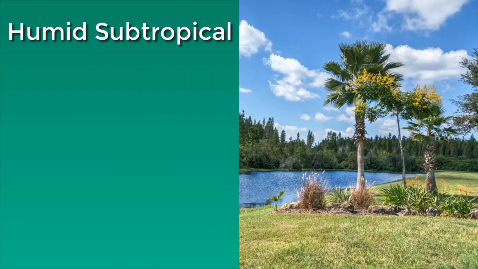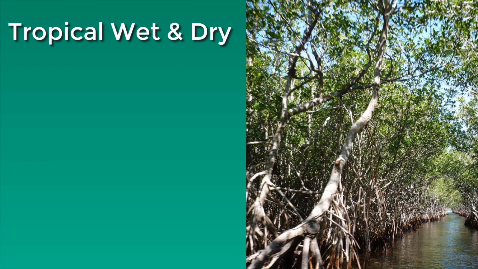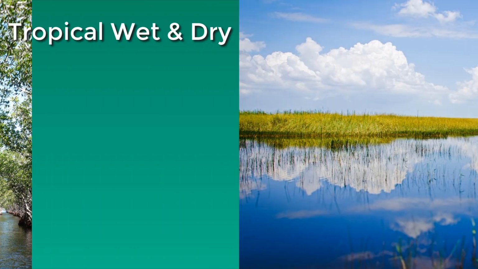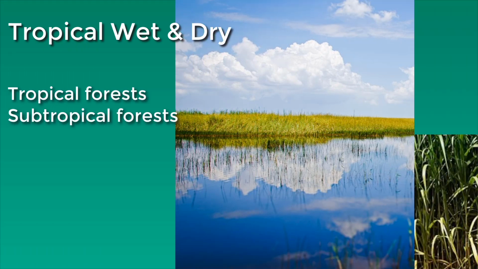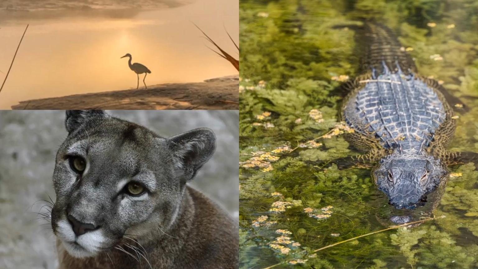The humid subtropical climate region, noted for relatively high temperatures and evenly distributed rainfall throughout the year, makes up the majority of the southeastern United States. The southern tip of Florida falls within the tropical wet and dry climate region, which is marked by distinct wet and dry seasons, with most of the rain coming during the high sun summer months. Its dominant ecosystems are tropical forest and subtropical forest that include huge swaths of wetlands, most notably the Everglades, home to the alligator, egret, and Florida panther.